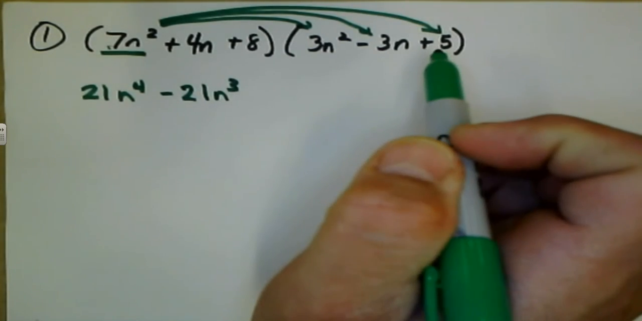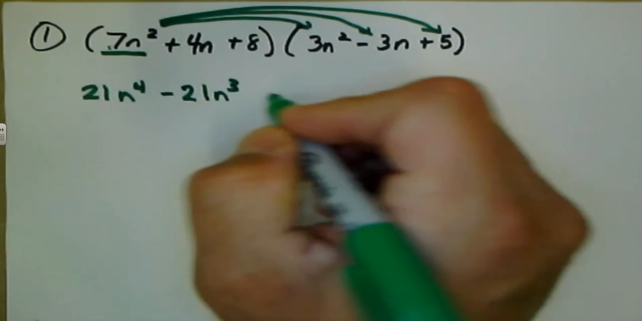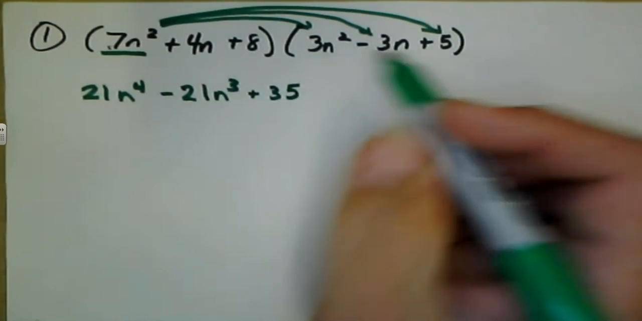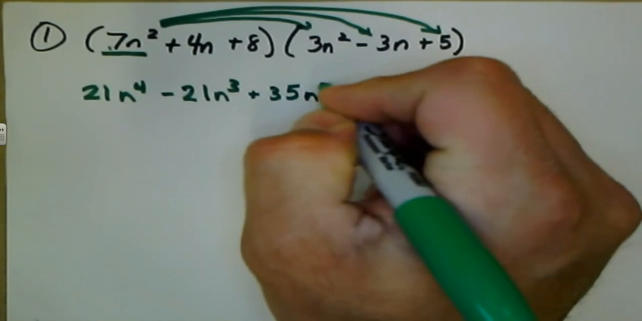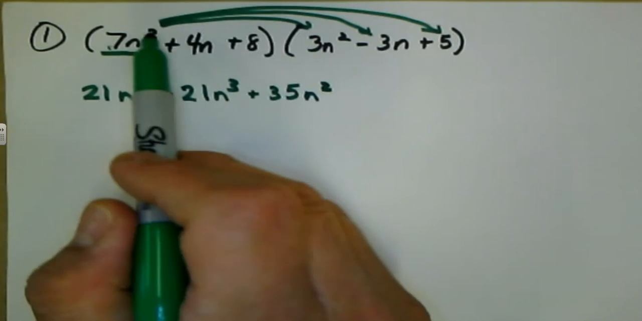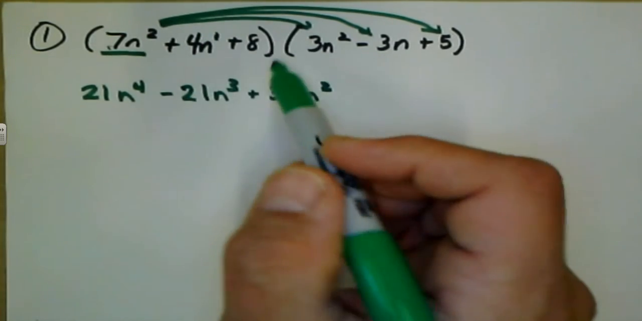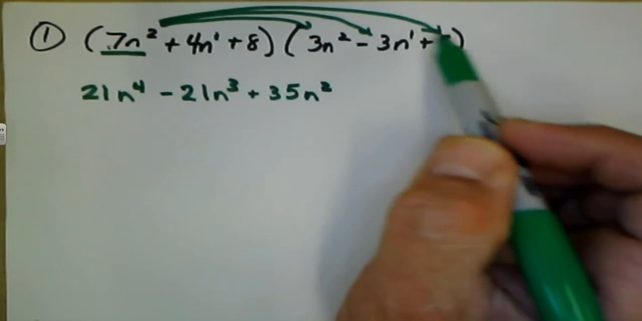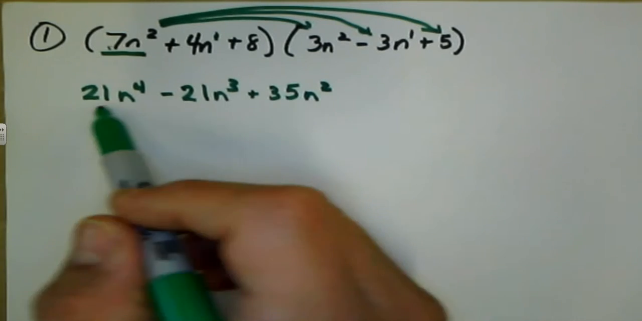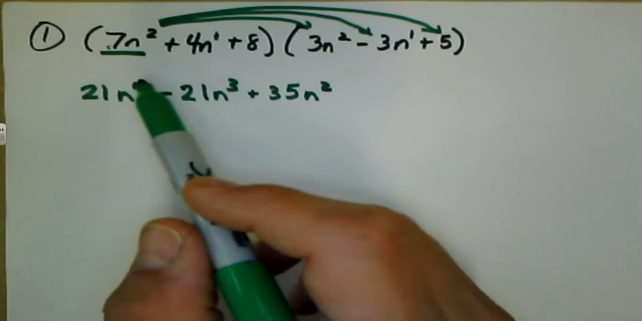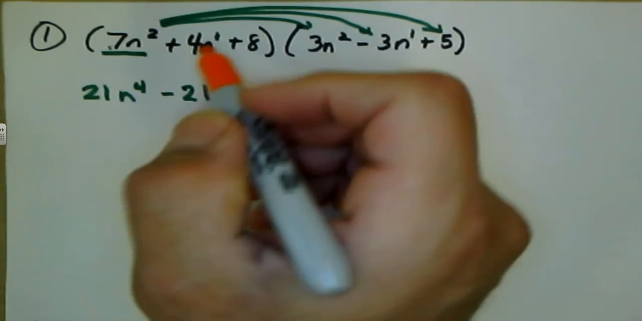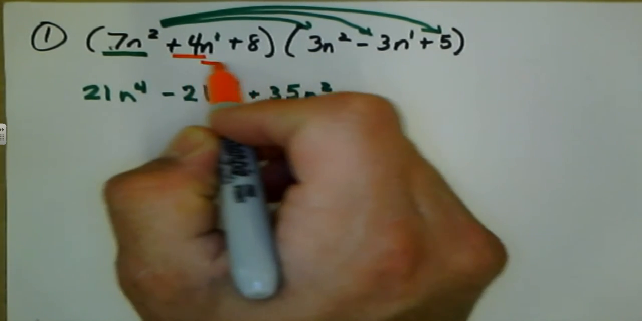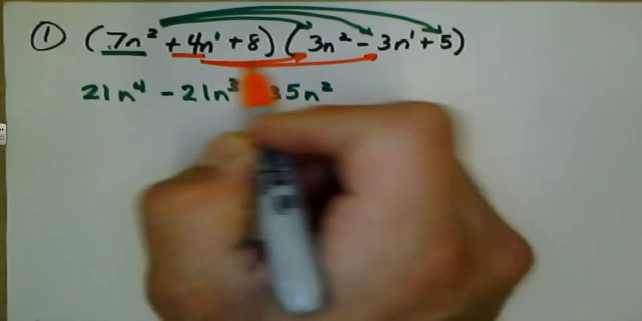7 times 5, 35, and 2 plus 0 is 2. Notice, if it's descending order, 2, you want to put 1, none, 2, 1, none. They're descending. This is going to be a descending order. 4, 3, 2. All right, we'll take the second set, and we'll multiply it by each number on the other side.